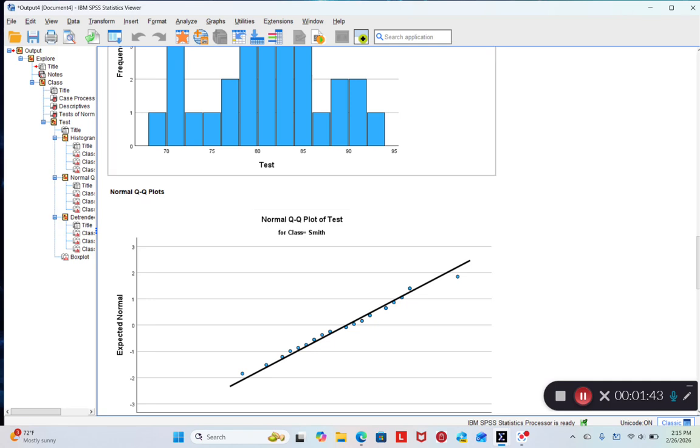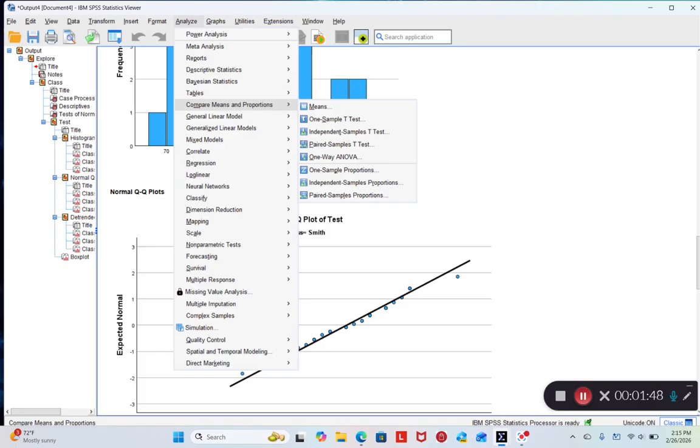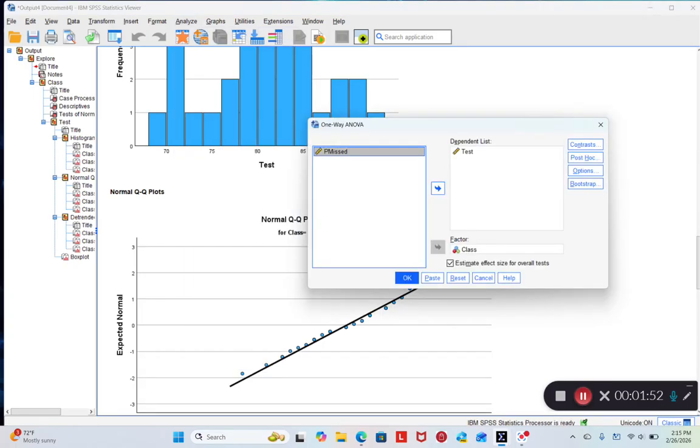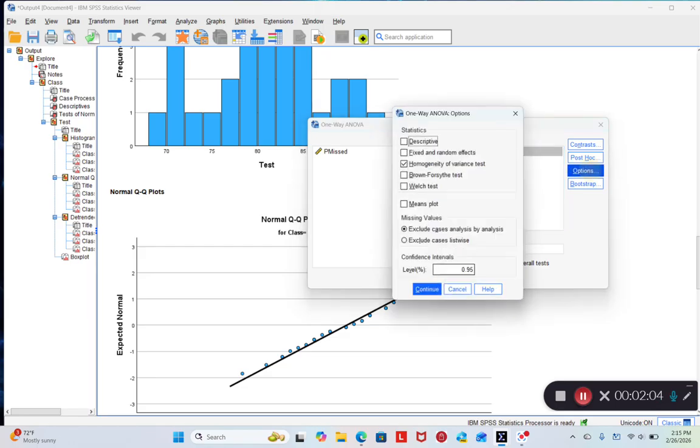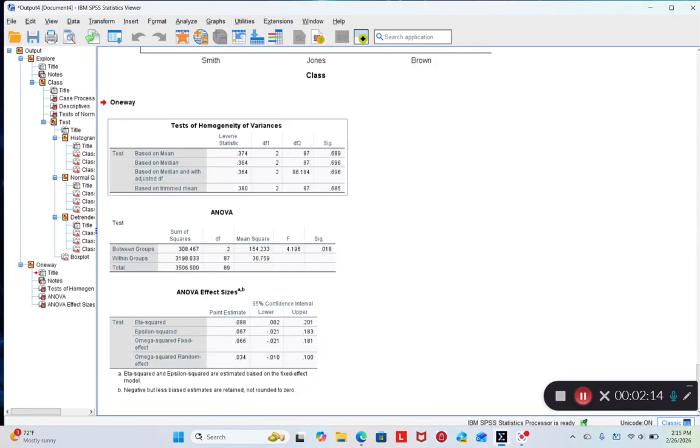When we go there, we go to Analyze, down to Compare Means and Proportions, and come down here. This is the way I chose to do it, one way ANOVA. We make sure test is in the dependent box, and the factor is of course the class. We go to Options here and check the homogeneity of variance test, and click continue. This is where we find this information right here.